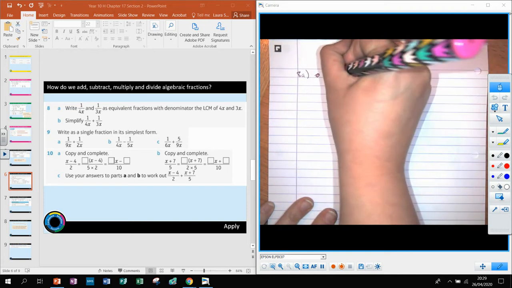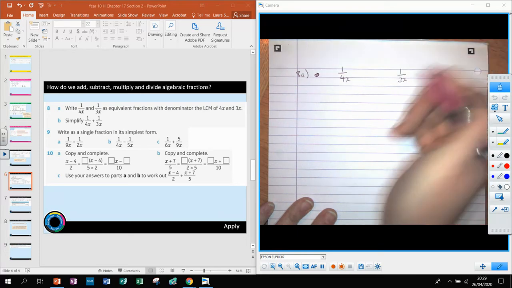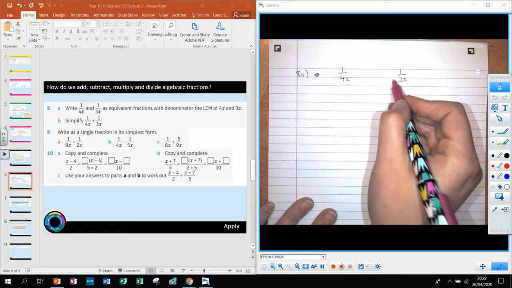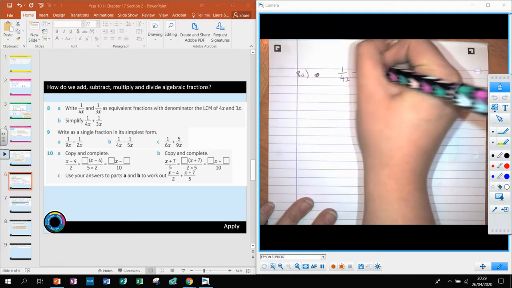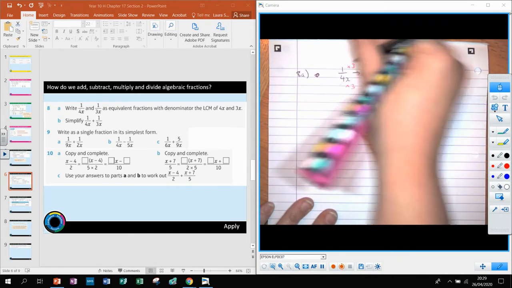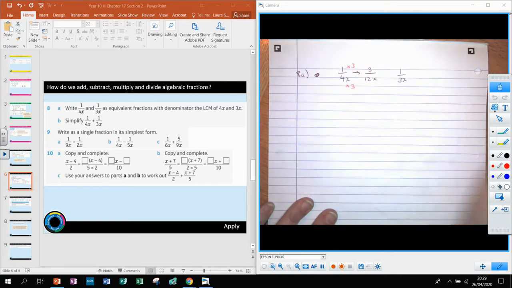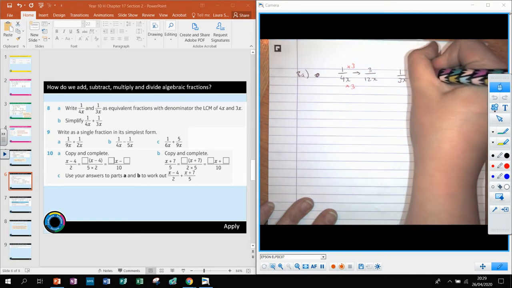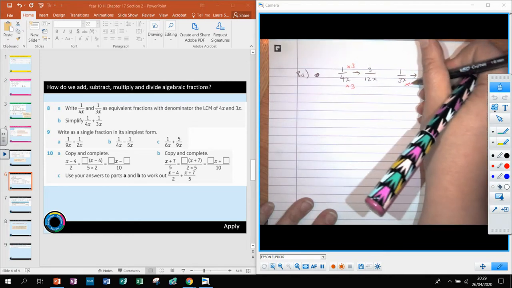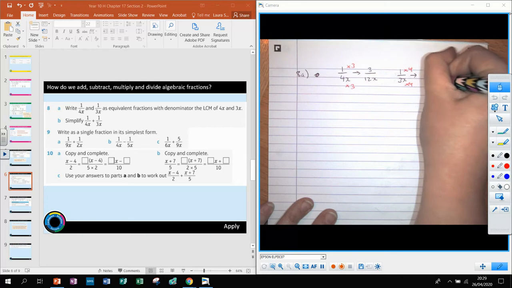So let's take a look. So we've got 1 over 4x, and we've got 1 over 3x. Well, our lowest common multiple will actually be 12x. So in order to turn this into 12x, I need to multiply by 3. So my equivalent fraction there is going to be 3 over 12x. And here, I would need to multiply by 4. And my equivalent fraction will be 4 over 12x.